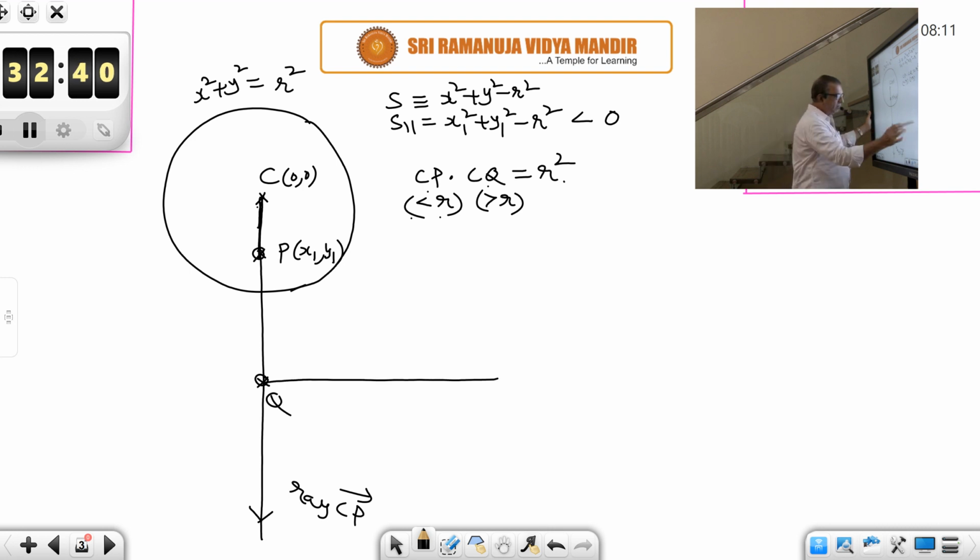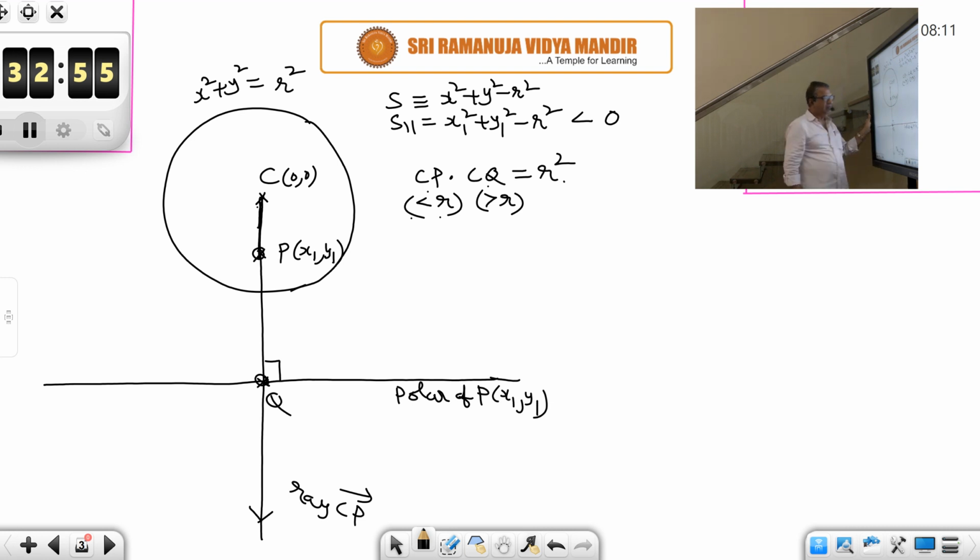There you draw the perpendicular line. This is the polar of P, the perpendicular line, 90 degrees. Polar of P, x1, y1. So this is the CP into CQ is equal to r square. So far away. How far away I have asked? It will be away from the circle, but how far away? So far away such that CP into CQ is equal to r square. And also in what direction? Perpendicular to CP. That is the direction.